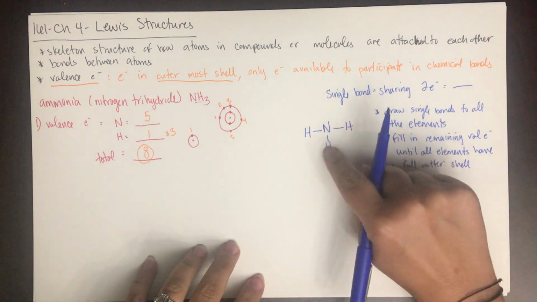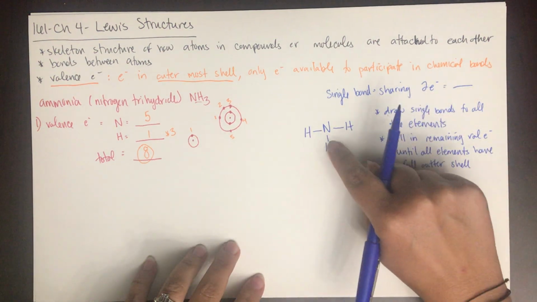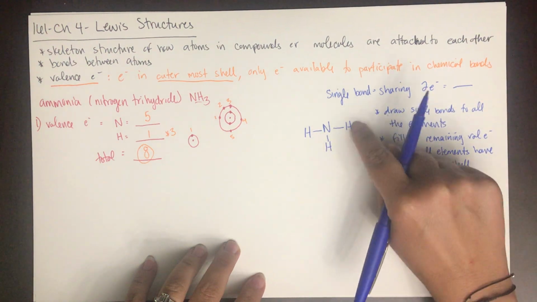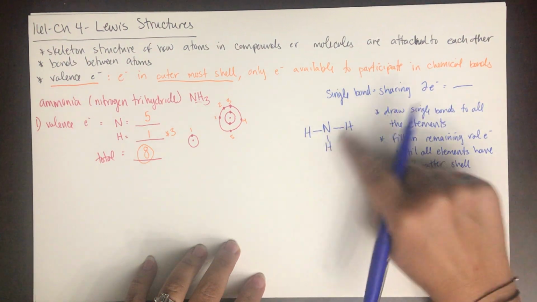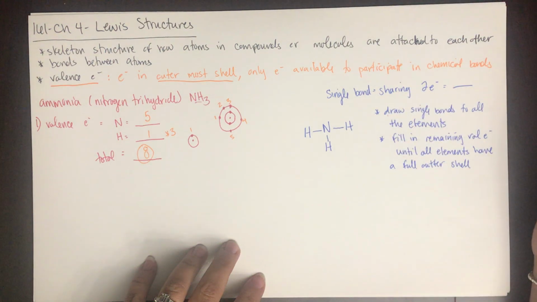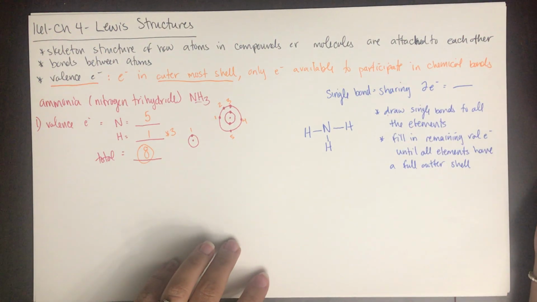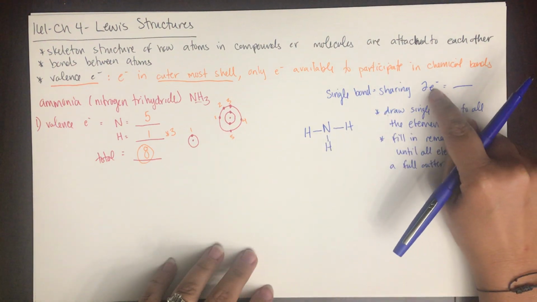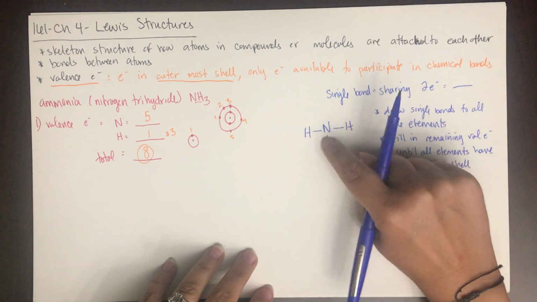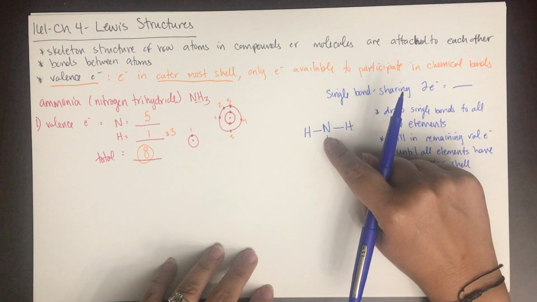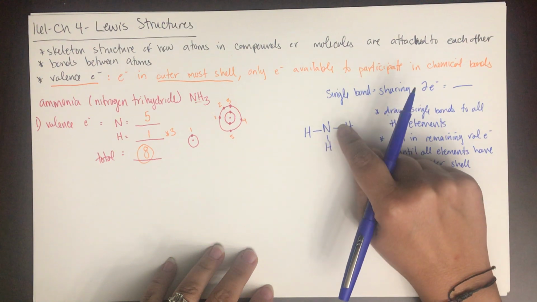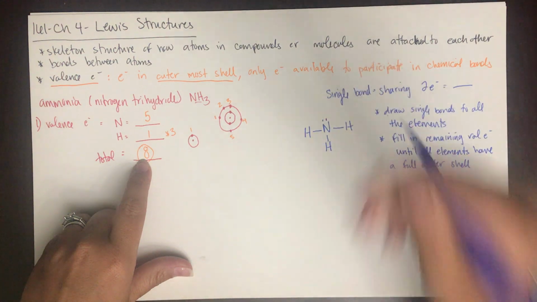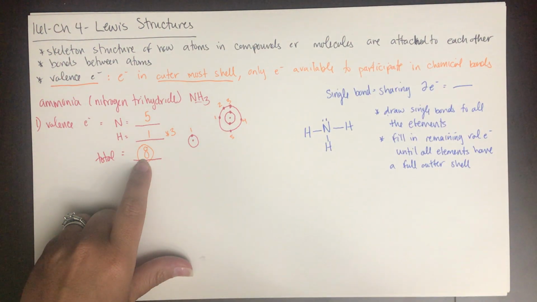So these 3 hydrogens all have a single bond. They all are sharing 2 electrons. These 3 hydrogens all have full outer shells, so we don't need any more electrons for them. Nitrogen wants 8. And remember we said each of these single bonds is sharing 2. So 2, 4, 6, and I have 8 total, which means these last 2 are going to go right here.